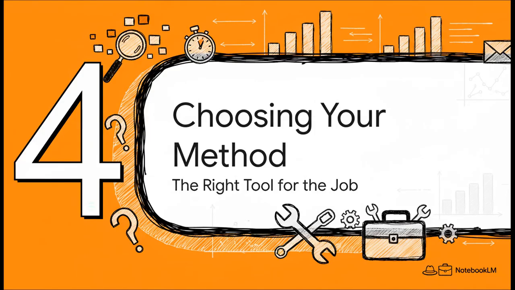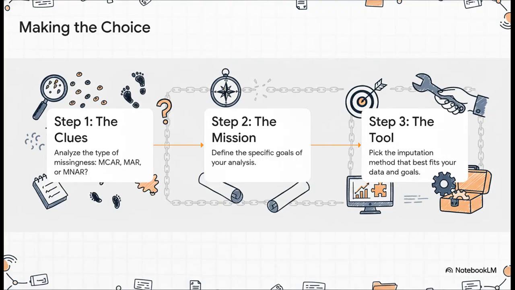Okay, so with all of these tools at our disposal, how do we actually choose the right one for the job? A great detective doesn't just grab the first tool they see, they assess the whole situation and make a strategic choice. It really boils down to a pretty simple three-step process. First, you analyze your clues. What type of missingness are you dealing with? MCAR, MAR, or MNAR. Second, you define your mission. What's the question you're actually trying to answer with this analysis? And third, based on those two things, you pick the right tool for your specific data set and your specific goals.